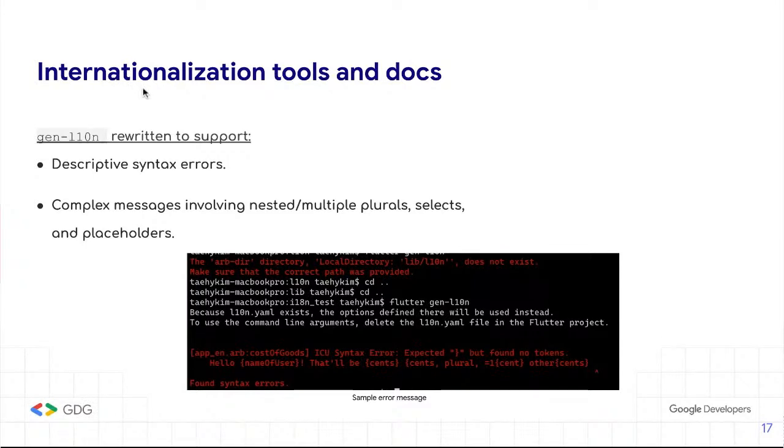The next update was internationalization tools and docs. One of the most common issues was that the errors were never descriptive. Now the errors are much more descriptive and even nested to ensure that the user understands what exactly the error is and that they can resolve it better. So the Gen l10n was rewritten to support these.